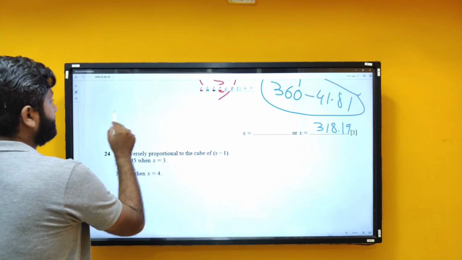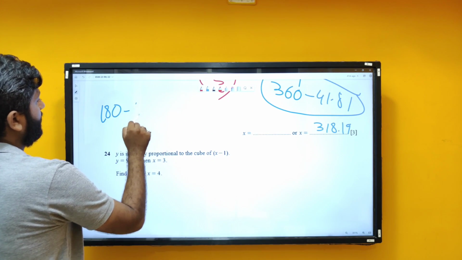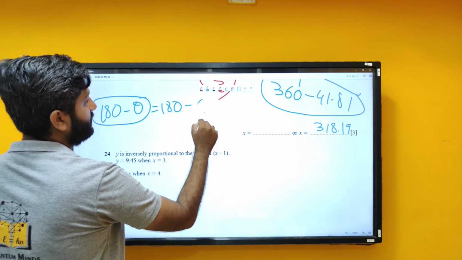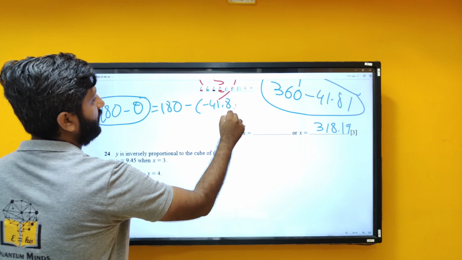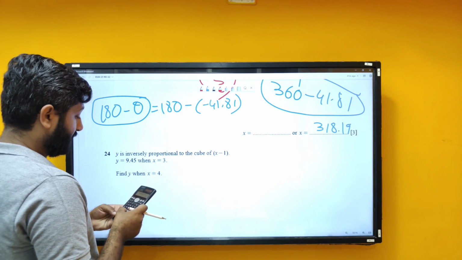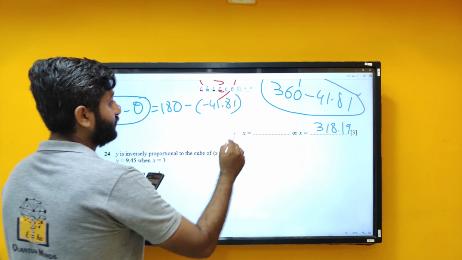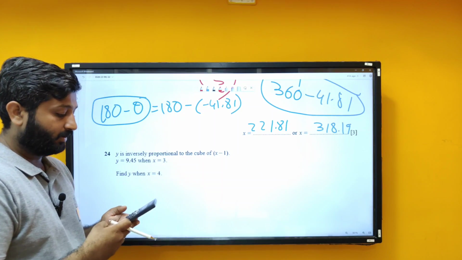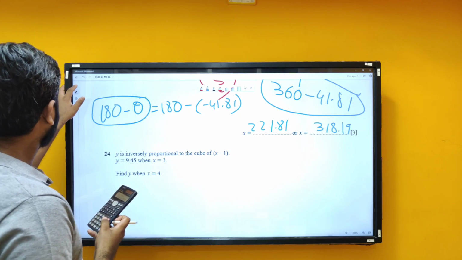318.19. And the second answer is sine 180 minus theta, which is 180 plus 41.81, so that is 221.81. Next question.